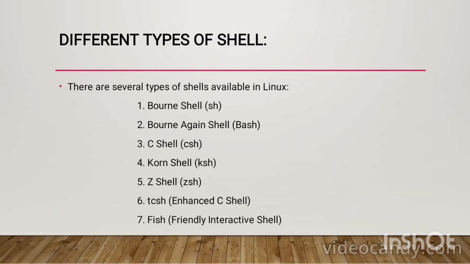Different types of shell. There are several types of shells available in Linux: Bourne shell, Bourne again shell, C shell, Korn shell, Z shell, TCSH shell, that is an enhanced version of the C shell, Fish shell, that is the friendly interactive shell. Bash shell is most commonly used in Linux.